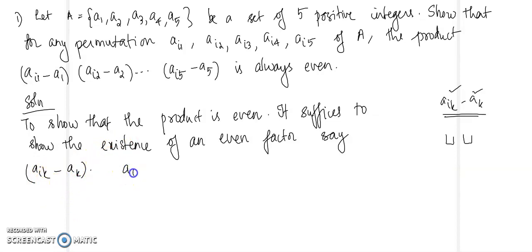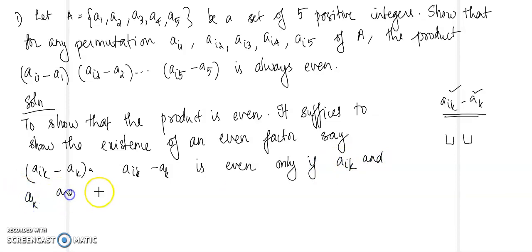Now aik minus ak is even only if aik and ak are both even or both odd. So this is what we need to show. So it is enough to show that either both are even or both are odd.